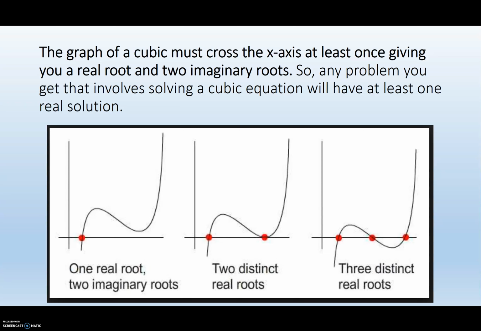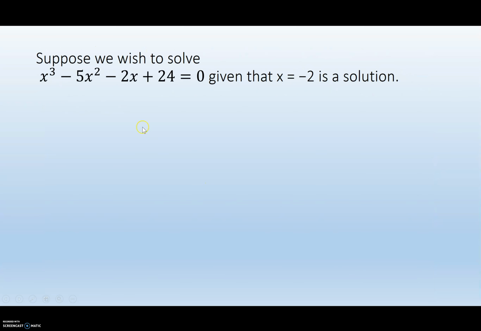So let's see, in this given function x cubed minus 5x squared minus 2x plus 24 equals 0, we need to solve this function given that x equals minus 2 is a solution. And this is our clue. They say that one of the solutions is x equals minus 2, which means the graph passes through the x-axis at minus 2.